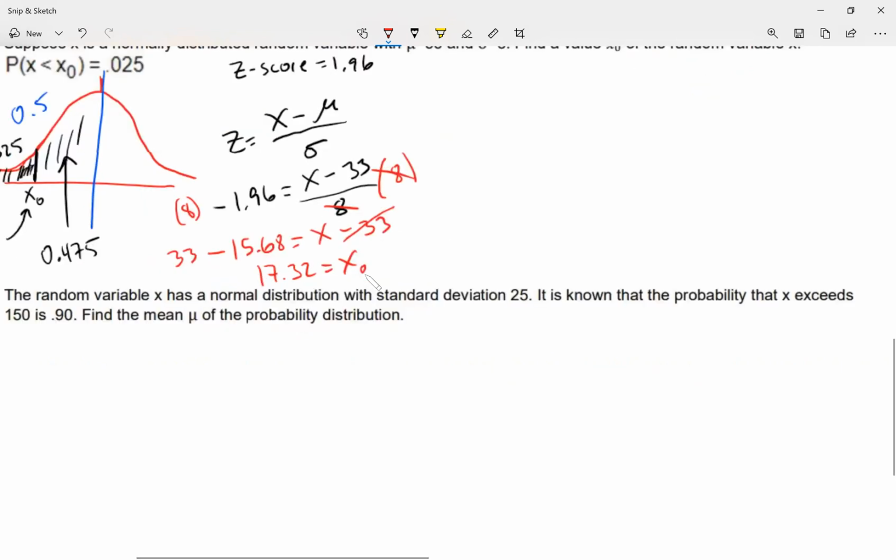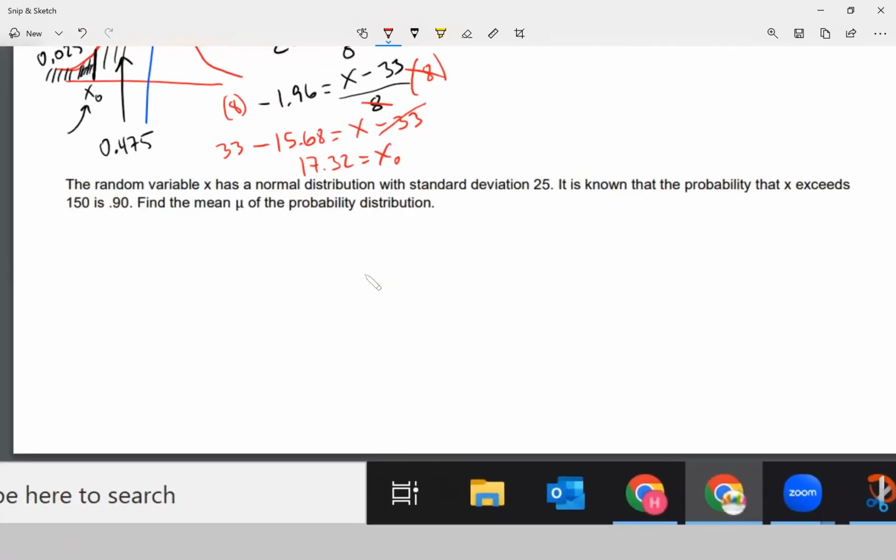Okay, not bad. Let's take a look here. The random variable X has a normal distribution with the standard deviation of 25. Okay, so my standard deviation is 25. It is known that probability X exceeds 150 is 0.9. Okay, this is my probability. Find the mean. I don't know the average. Find the mean of the probability distribution. Okay, so I have some probability, 0.9. Let me use my table here.